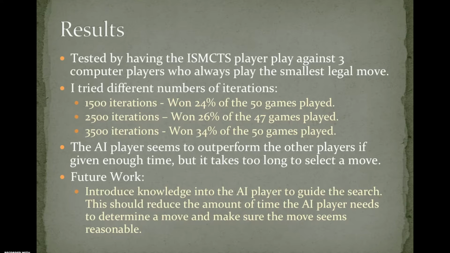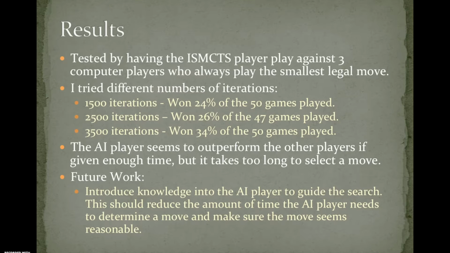I evaluated the ISM-CTS implementation by having a player using ISM-CTS play against 3 players playing a strategy of always playing the lowest possible move. I used playing the lowest possible move as the strategy because that is the strategy I favor when I play, and it intuitively makes sense to save your higher cards for when you need them later. I tried 1,500, 2,500, and 3,500 iterations and played 50 games at each iteration level. The ISM-CTS player performed about average at 1,500 and 2,500 iterations because they won about 25% of the games, which seems average given the games had 4 players. At 3,500 iterations, the ISM-CTS won 34% of the games, which means the ISM-CTS algorithm outperformed the non-AI players.